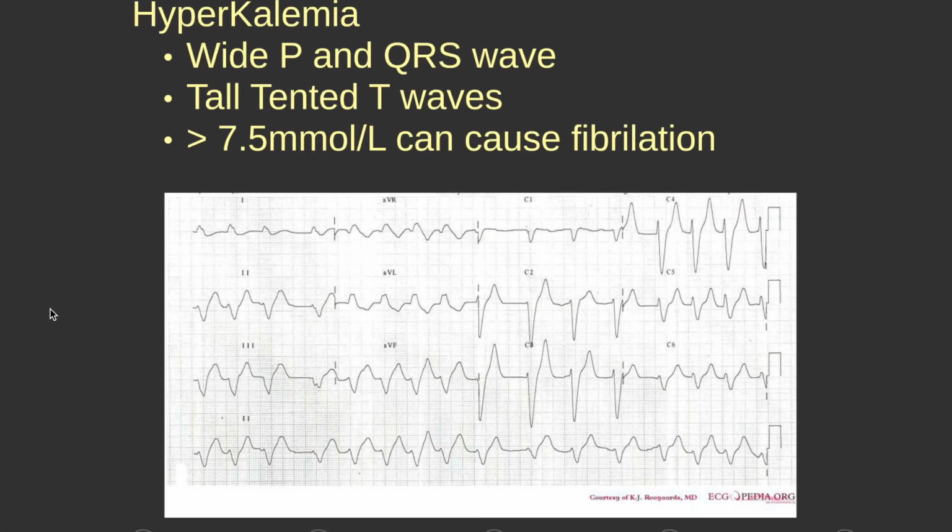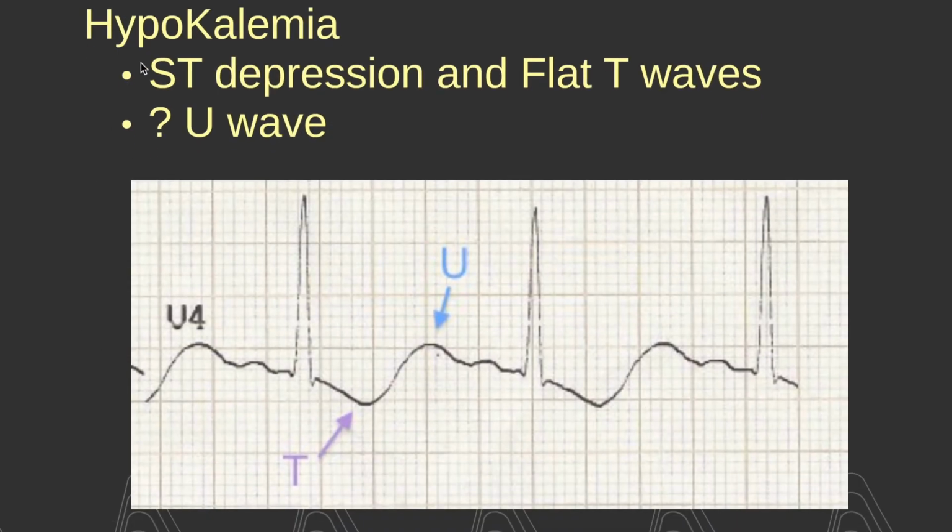So in hyperkalemia, it's usually tall tented T waves. So look at the T waves, they're huge. They're tall and they're tented. They look like mountains. That's how I remember it. Hypokalemia, I'll be honest, I've never really seen a question about ECG changes in hypokalemia. But what you usually see is a U wave, which is a wave after a T wave.